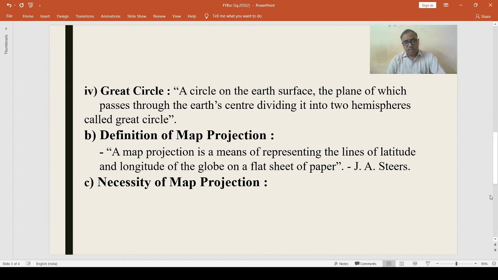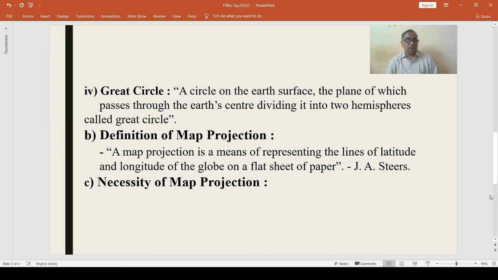Projection means to project an image on something. In relation to map projection, the network means the graticule. In relation to map projection, we project the network of parallels and meridians of a globe on a plane surface.